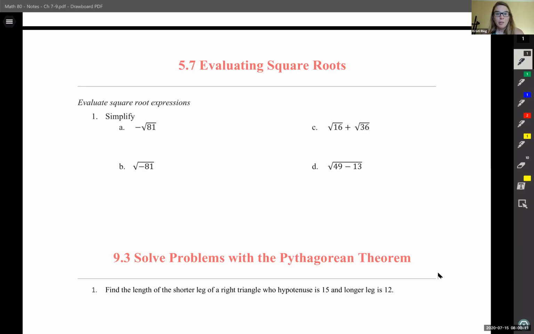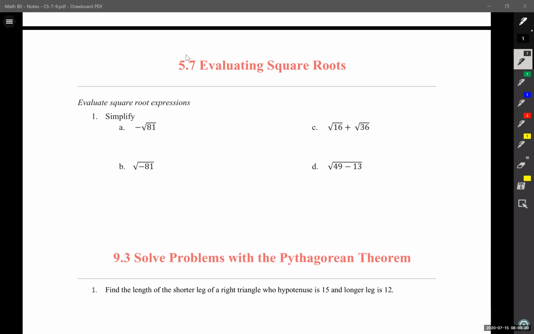Okay, so this section, that was really the longest part of it. This section's gonna go pretty quick. And some of this you might just do in your head because you're familiar enough with square roots. What I really wanted to focus on were the signs and the order of operations of these square roots. So square roots is a grouping symbol. We need to do what's inside the square root first and then the rest of our order of operations.